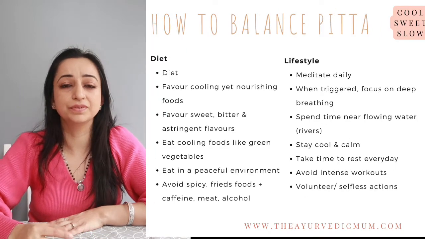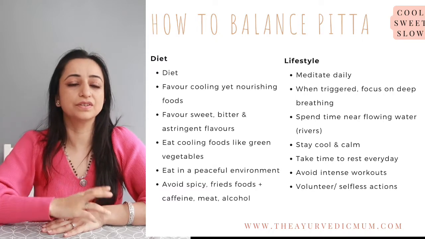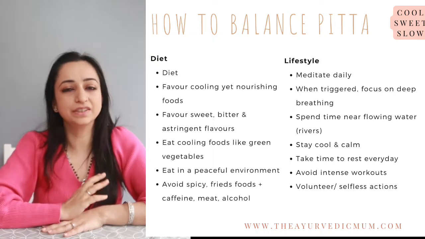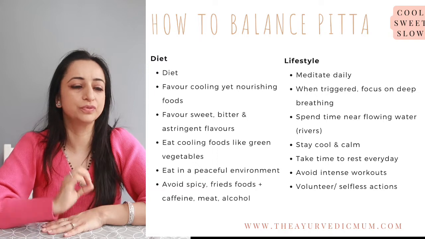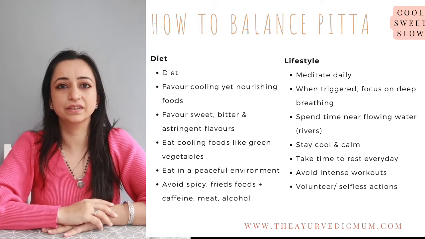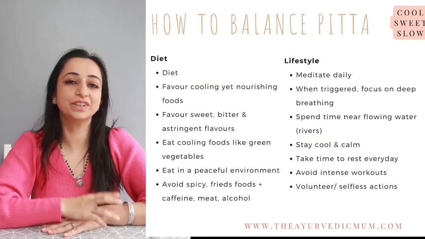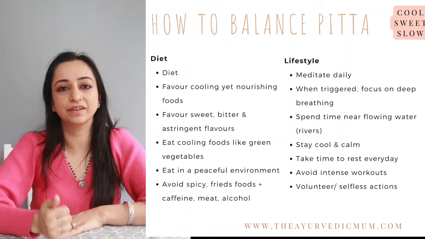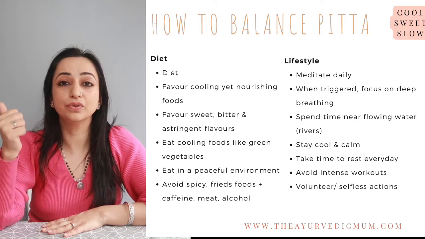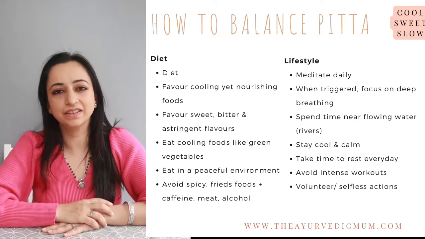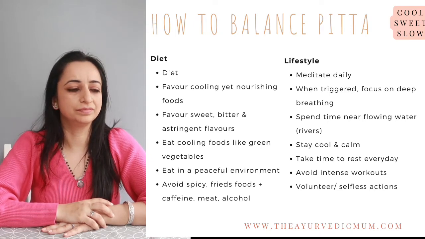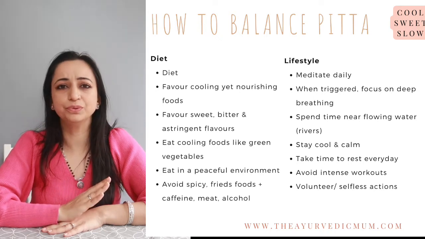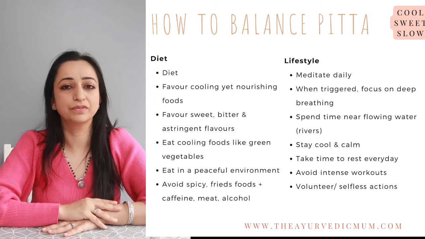And so how to balance pitta? We've seen the qualities are hot, sharp, oily, and so we need the opposite of that, which is cool, sweet and slow. And so with your diet you need to favor cooling but yet nourishing foods. They have a very strong appetite. They get really hungry easily, and so they need to have regular meals at regular timings, and they need to favor sweet, bitter and astringent tastes. Green foods are really nice and cooling, and again eating in a peaceful environment is really important, and avoiding all the spicy, especially red chilies and fried foods and caffeine, meat, alcohol, which are all very heating for pitta.